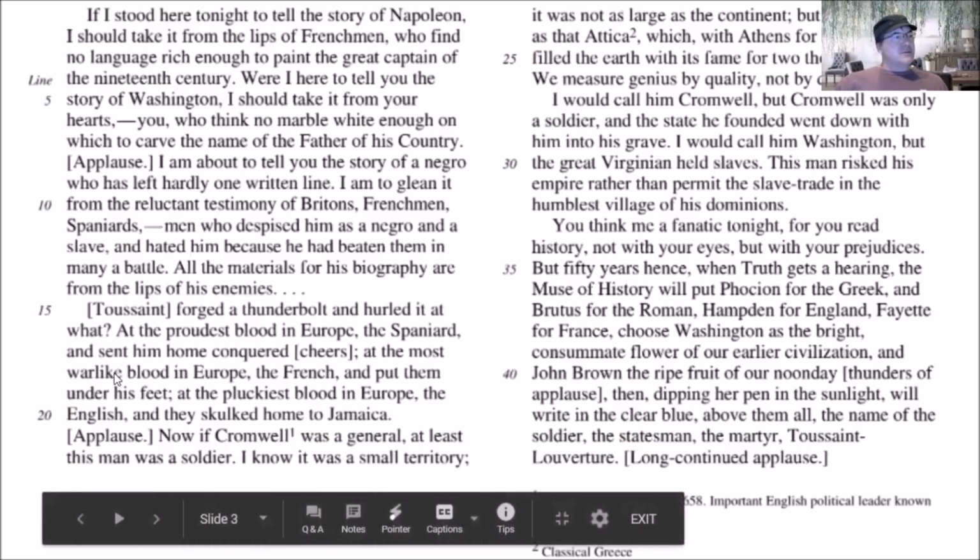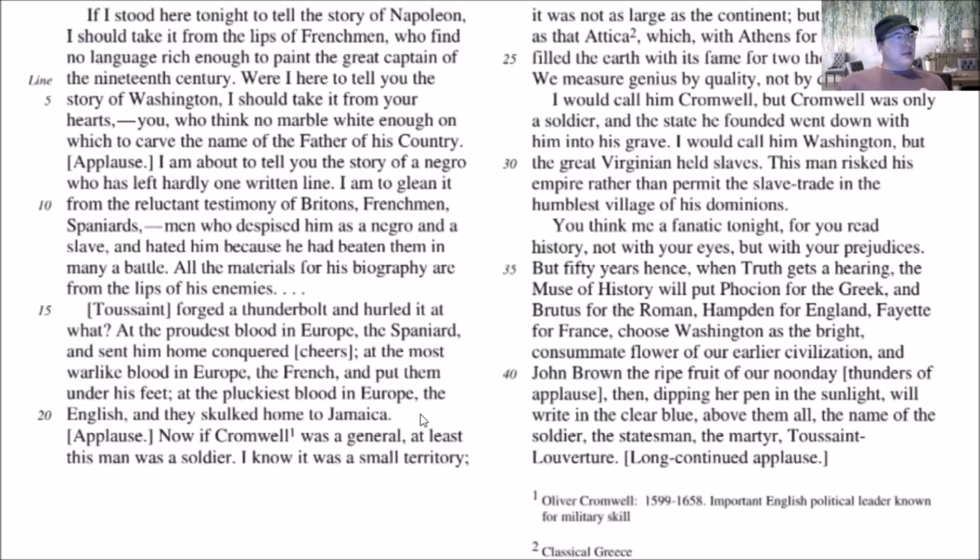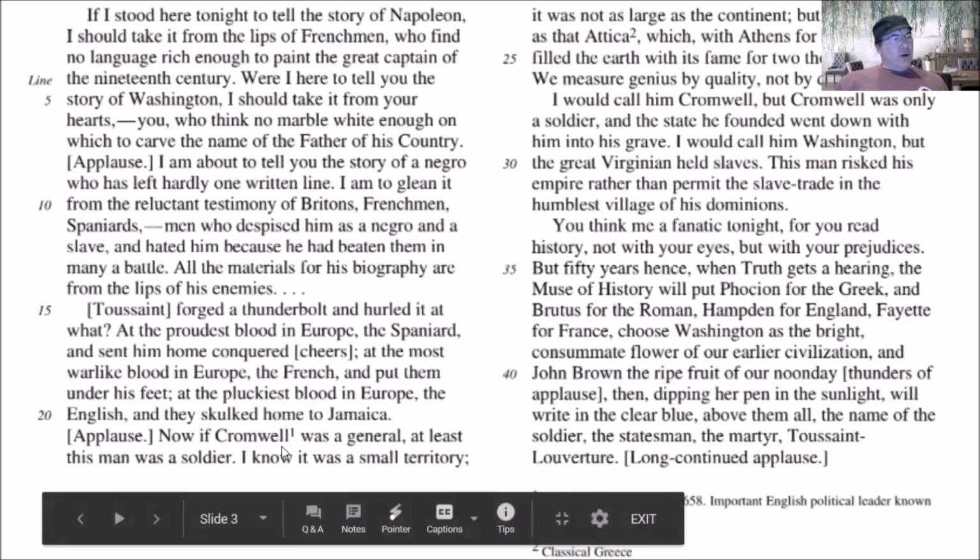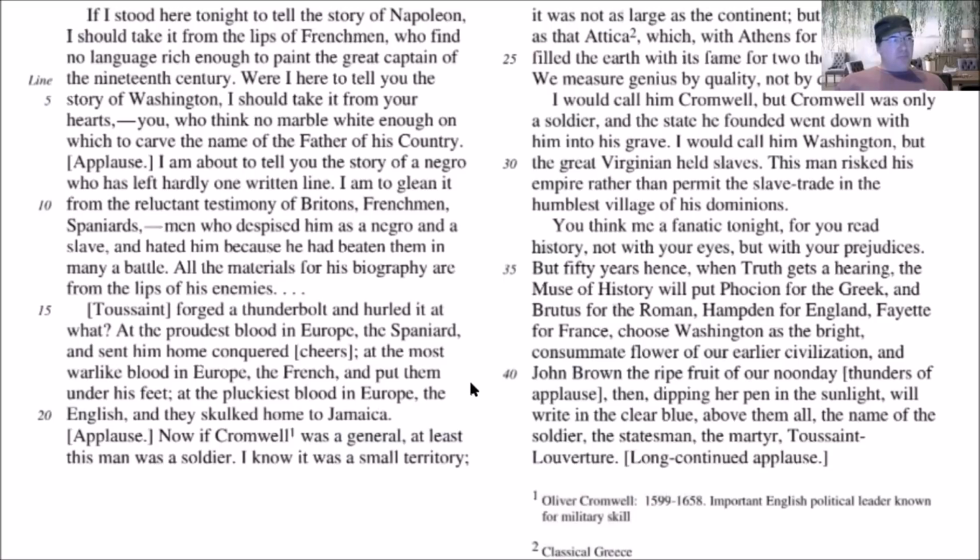Notice again the diction: warlike blood, pluckiest blood, skulked home. All of these things emphasize the greatness of Toussaint and the weakness of the armies that were the greatest in the world at the time. Then he brings in Cromwell. "Now, if Cromwell," an important English political leader, "was a general, at least this man was a soldier." So again, we have the high versus the low, and the low prevails above the high.